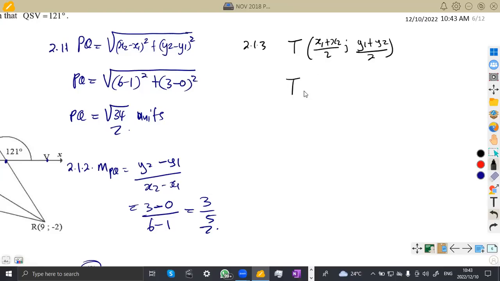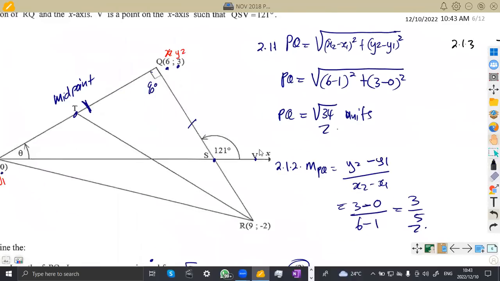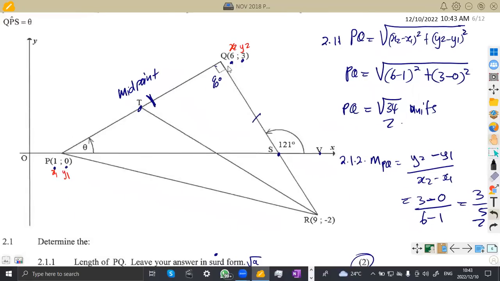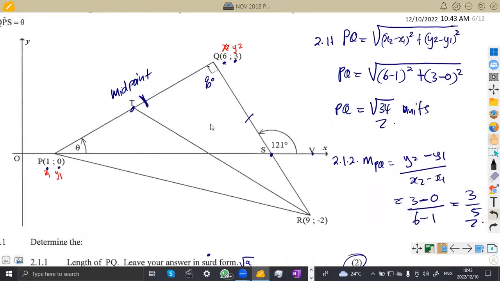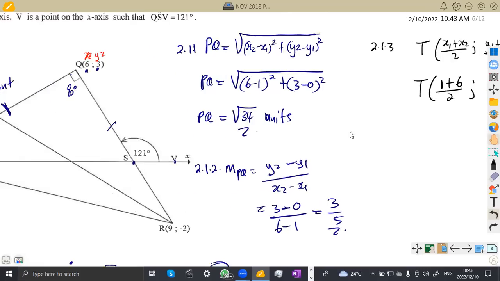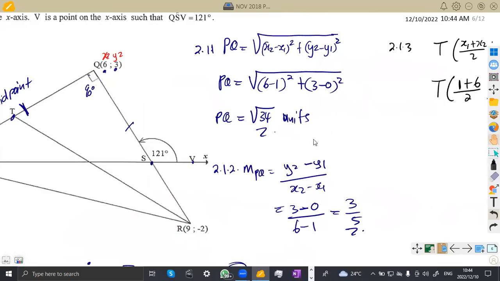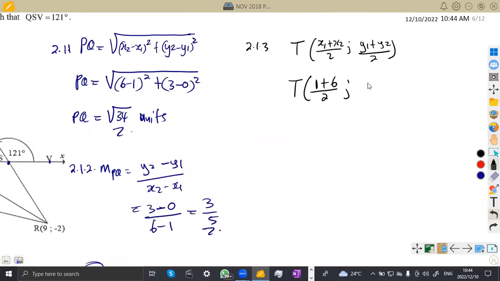So if we are to check from P and Q here, our x1, that is 1, our x2, that is a 6. So it is going to be 1 plus 6. All right, that's x1 plus x2, 1 plus 6 over 2. Then we move on to y1 plus y2. You're going to add y1, which is 0, plus y2, which is a 3. So it's going to be 0 plus 3 over 2. All right, so that's actually the midpoint for the point T.